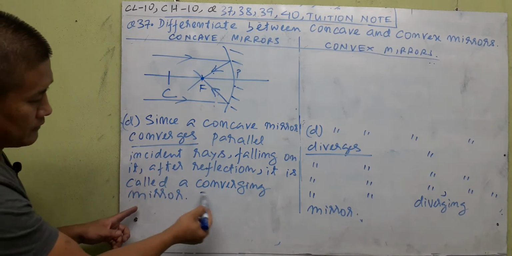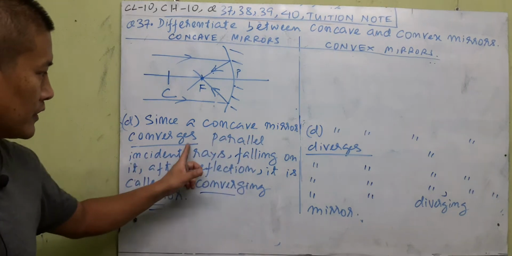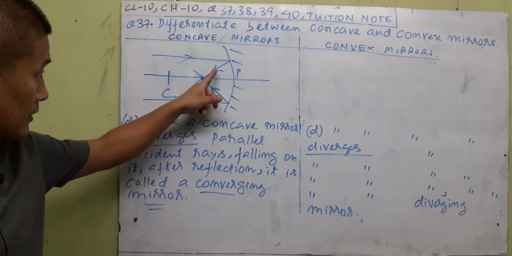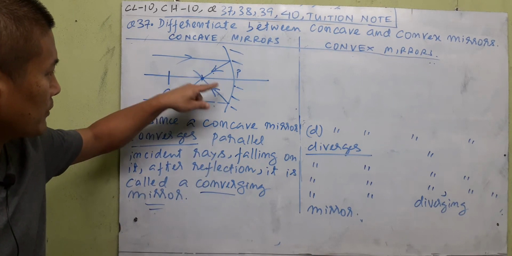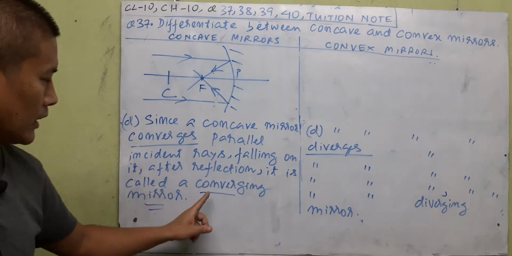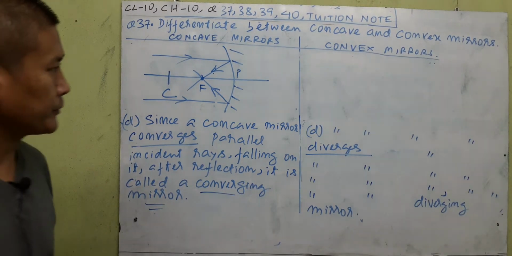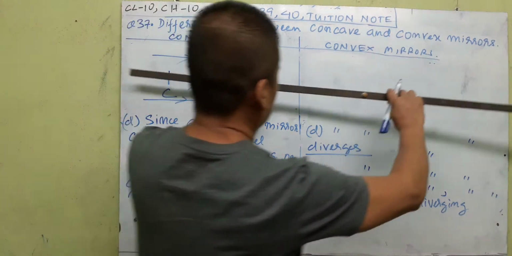That's why they are called converging mirrors. Let's read once. Since the concave mirror converges parallel incident rays falling on it after reflection, this converging happens after the rays reflect. It is called a converging mirror. Easy, right? For convex, you can draw with your scale if you want.